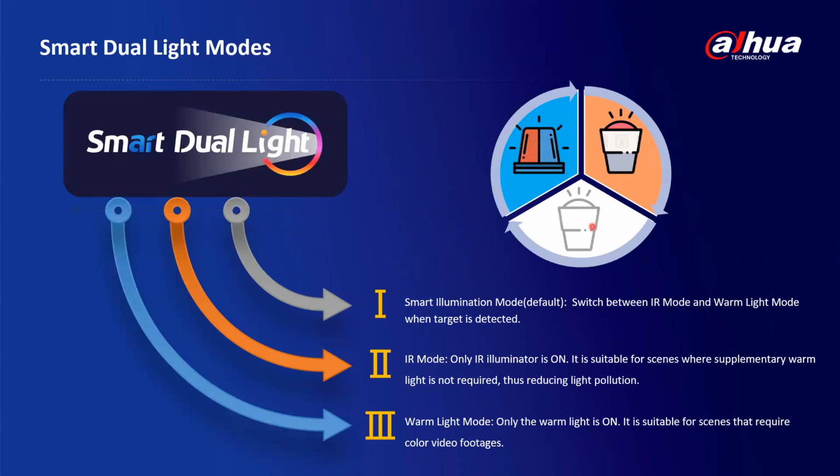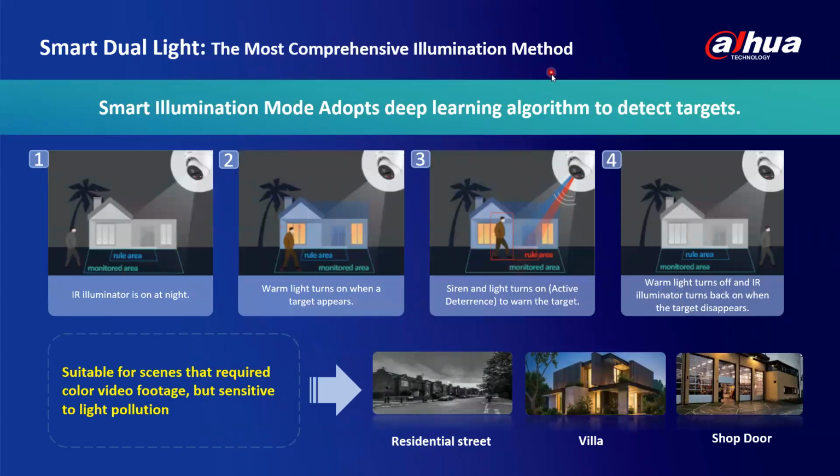So let's take a look at a description of how the dual lighting works. We have the smart dual light, and that is going to give us the most comprehensive illumination method. This smart illumination mode adopts Dahua's deep learning algorithm to detect different types of targets. And this is what you're going to have from this number of frames here. So take a look at the first frame.